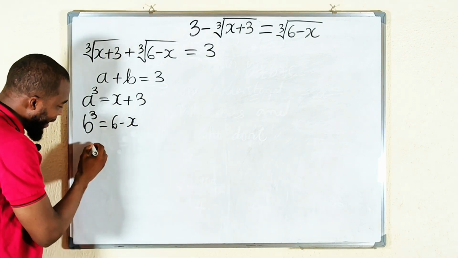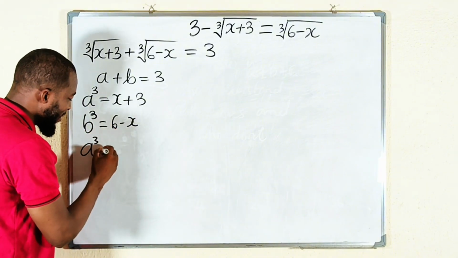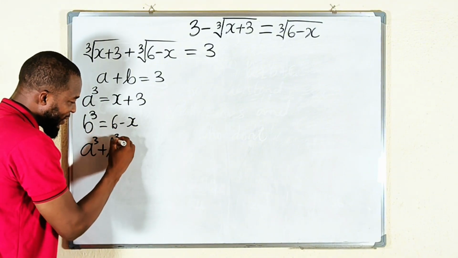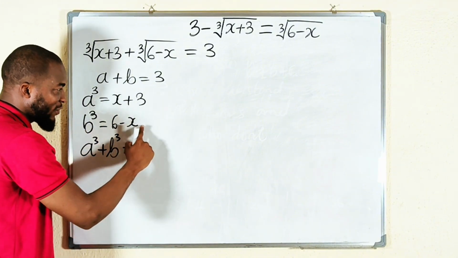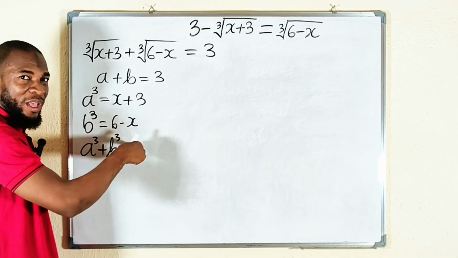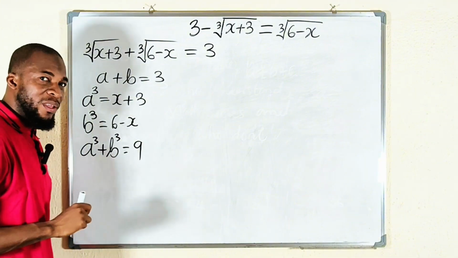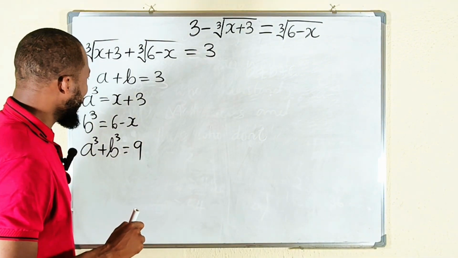And what about a cubed? Because we are going to utilize this later on, plus b cubed. It means you should add these two together. Can you see that this is positive, this is negative? The x's will cancel, and 6 plus 3 is 9. So a cubed plus b cubed is equal to 9.